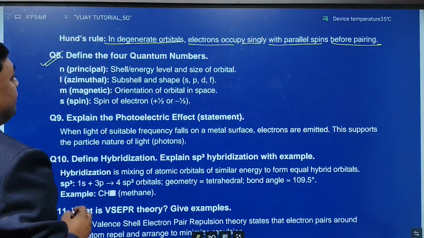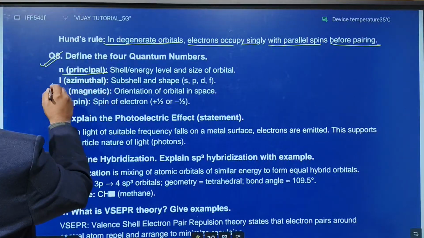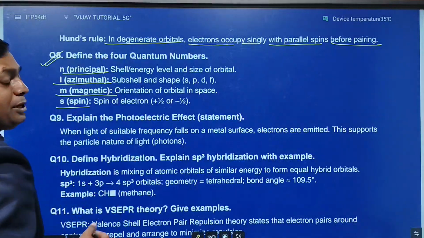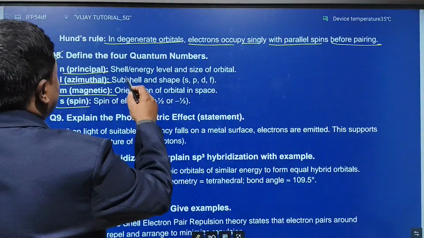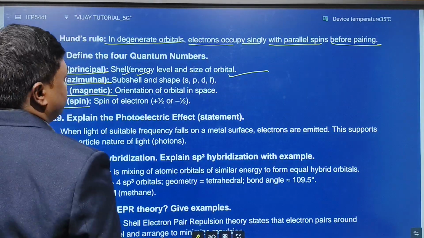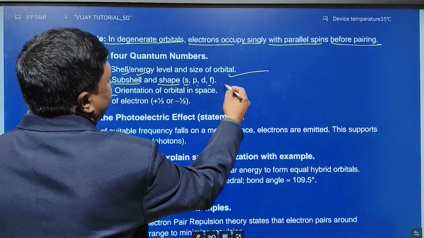Next question. Define the four quantum numbers. What are the four quantum numbers? Principal quantum number, azimuthal quantum number, magnetic quantum number, and spin quantum number. Generally, the principal quantum number gives the shell or energy level and the size of the shell. Yes or no? The azimuthal quantum number gives the subshell and the shape, that is s, p, d, f.